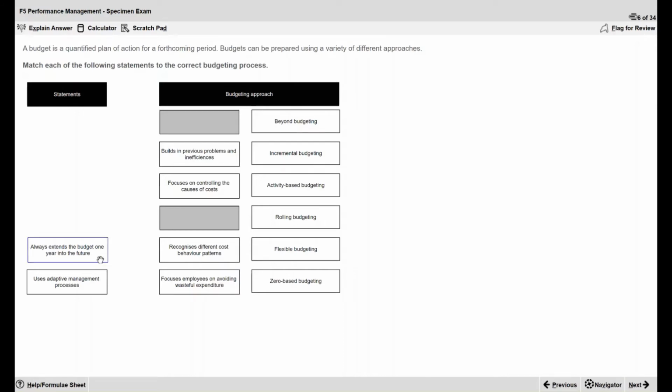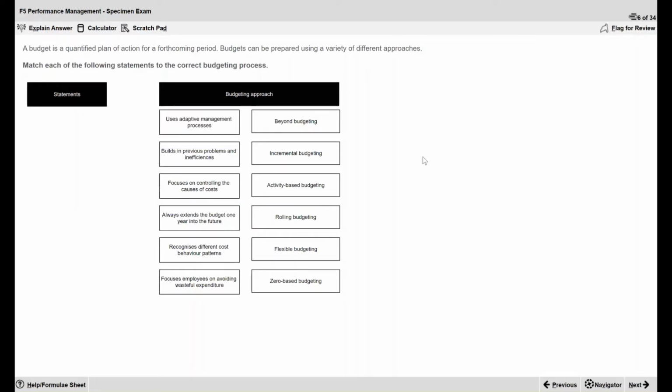Always extends the budget 1 year into the future. Remember, rolling budget. Uses adaptive management process. Remember, beyond budgeting concept says that you shouldn't always rely on budgets. In some situations, you have to go above budget, beyond budget. So you use adaptive management processes. Means we don't have to be strict, we need to be flexible.